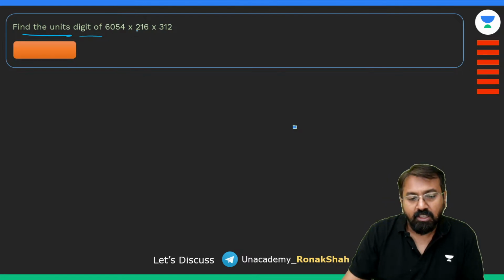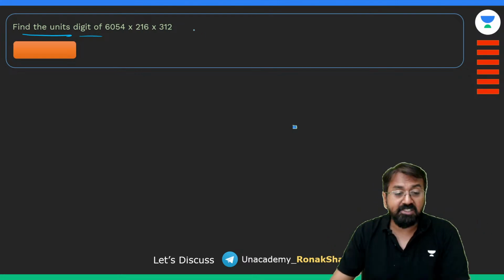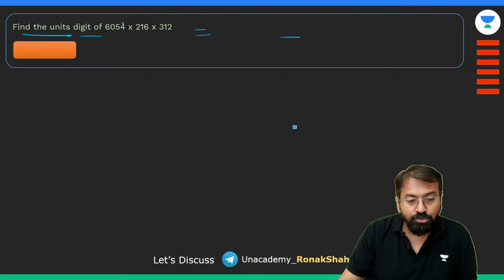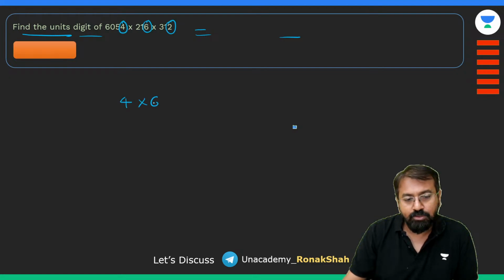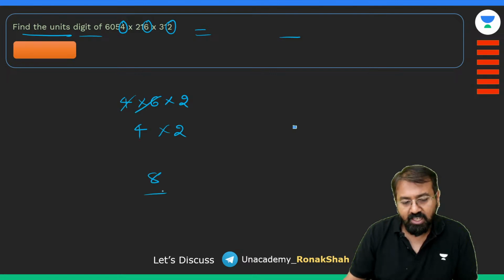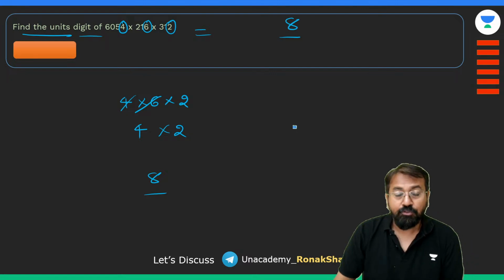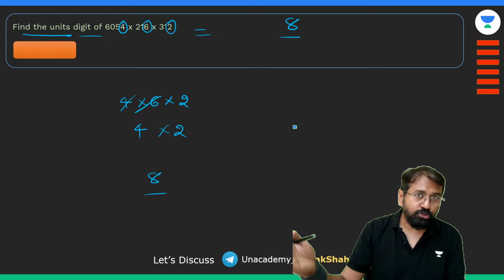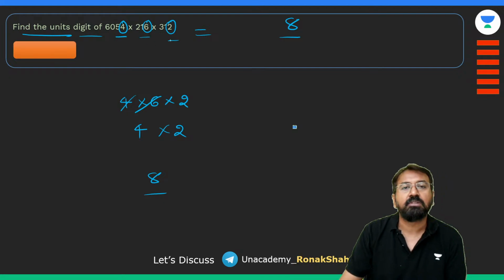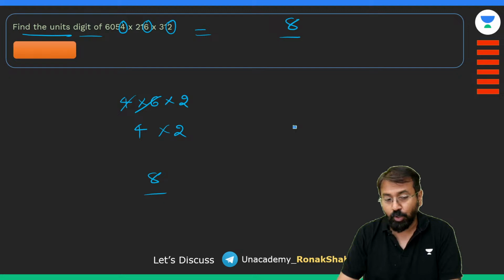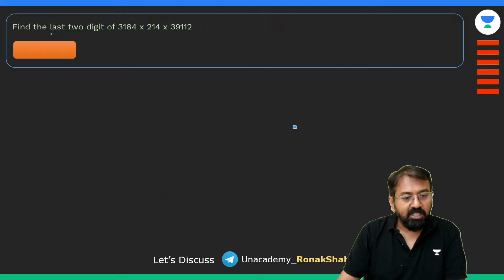Okay. Now when it comes to finding the units digit, remember one thing, guys. If the numbers are in multiplication and you want to find the units digit of this multiplication, you just need to multiply the unit digit of each number. So 4 into 6 into 2. Now guys, what is 4 into 6? Can I say 24 into 2? So 4 2s are 8. So this units digit will be 8. Right? If I ask you to find the last two digits, you need to consider the last two digits of all the numbers. So that's how we do it. So remember this point.